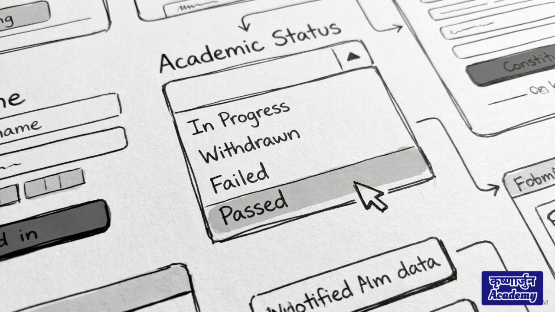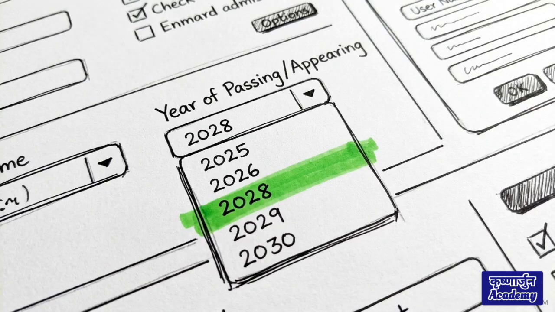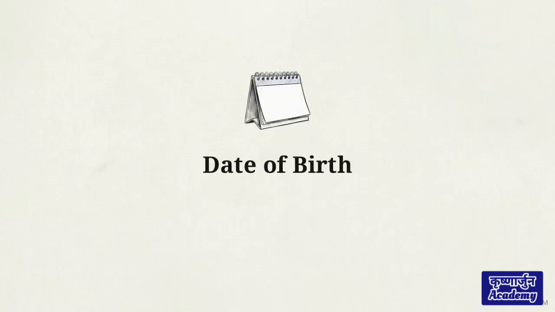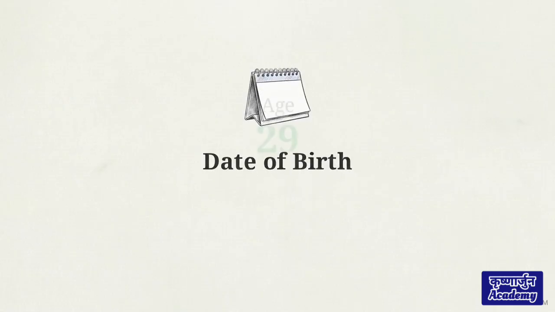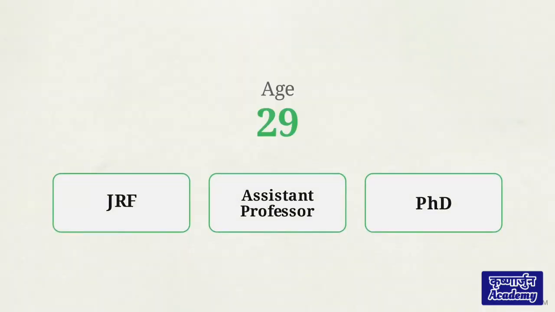In the Academic Status section, select Past if you have your master's degree. Select Appearing if you are currently in your first or second year, allowing you to select graduation dates up to 2028. The system calculates your age eligibility automatically based on your date of birth. If you are over 30, it restricts your options to assistant professor and PhD roles. If you are under 30, it unlocks the Junior Research Fellowship.